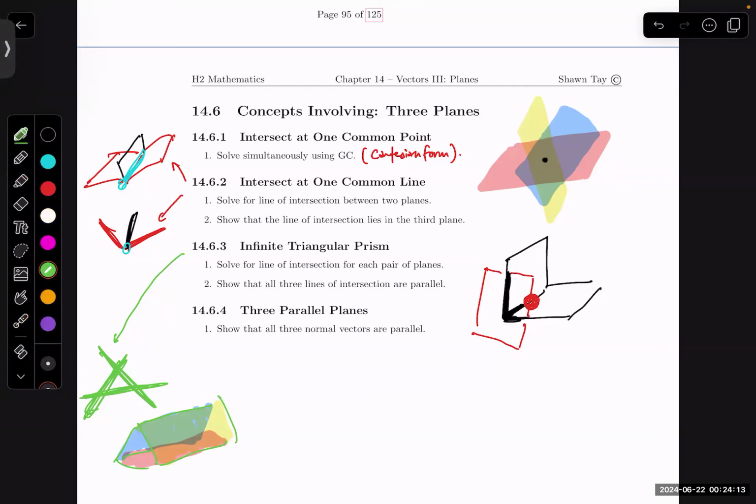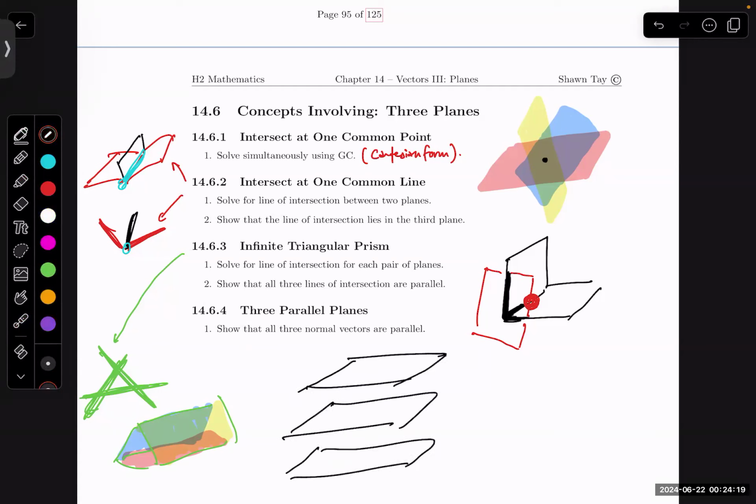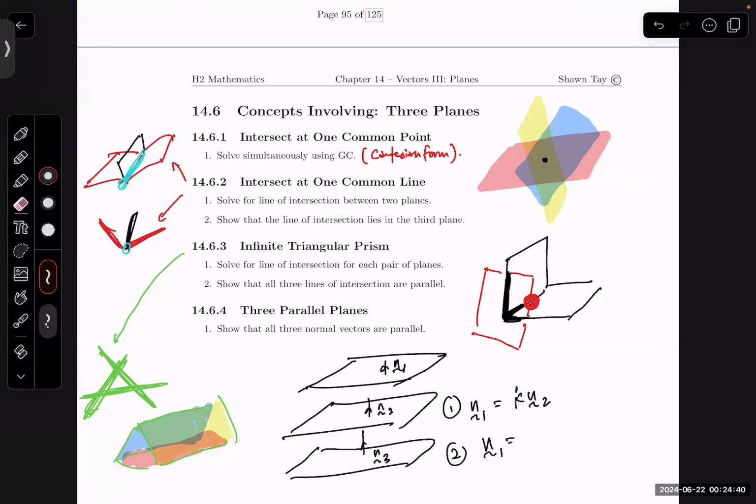Three parallel planes. This is the easiest. That's just this, this, this. All you have to do is check that the normal vector, normal vector, normal vector are all parallel. So you just show that n1 equals k n2. That's the first one. Second one is n1 equals to, let's say, mu and lambda, lambda and 3. As long as you show that they are all parallel to each other, you get three parallel planes.